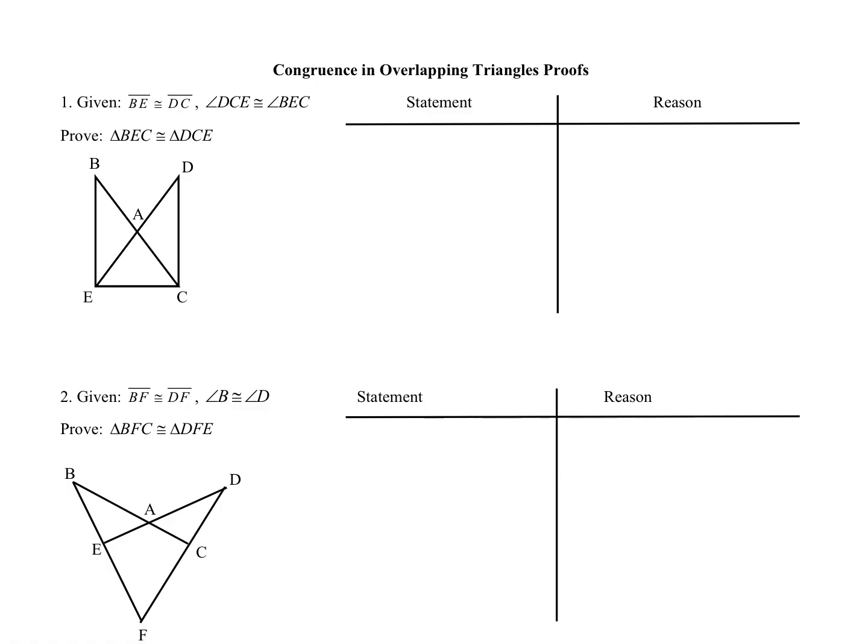Okay, so on this first one here, we're trying to prove that two triangles are congruent to each other. So this one's only going to need 4 statements. Let's walk through how to get those 4 statements. What do we always start with? Given. Okay, so one given statement is that BE is congruent to DC. What's the reasoning for that? How do we know that's true? Because it was given to us.